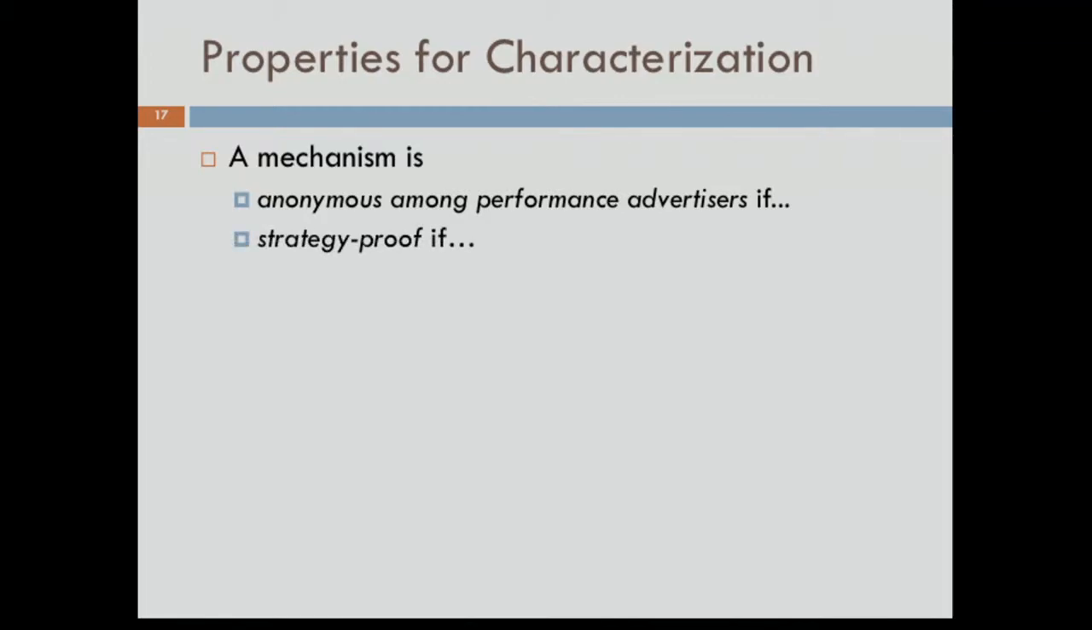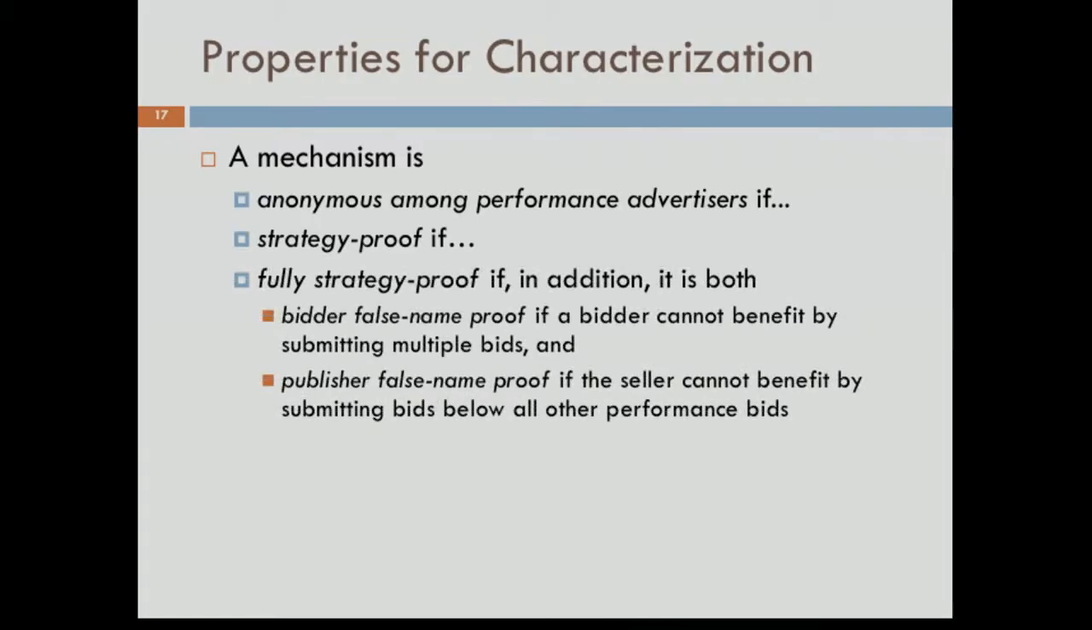It doesn't matter what the labels are on the performance advertisers. It's strategy proof if it's a dominant strategy for everybody to report their value truthfully. These are familiar ideas. It's fully strategy proof if, in addition to being strategy proof, it's both bidder false name proof, which means the bidder can't benefit by submitting additional bids, and publisher false name proof if the seller can't benefit by submitting low bids. That's what we're going to call fully strategy proof.